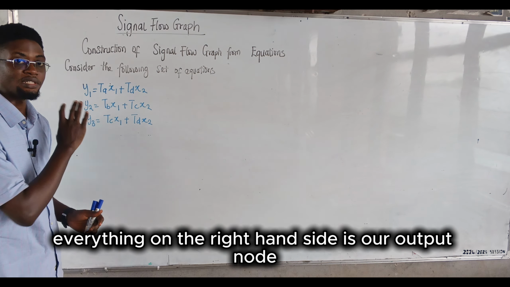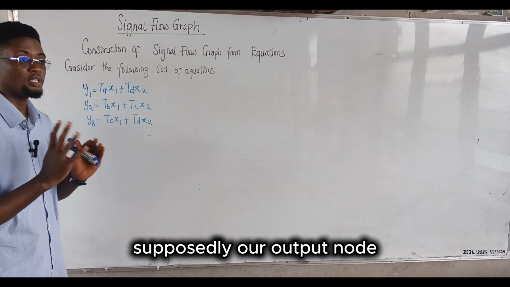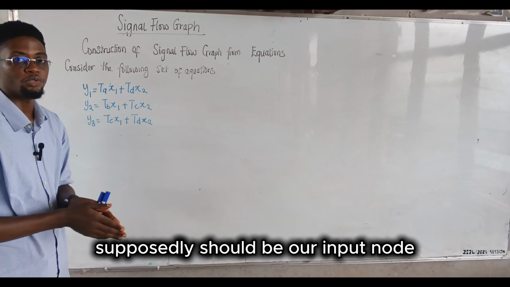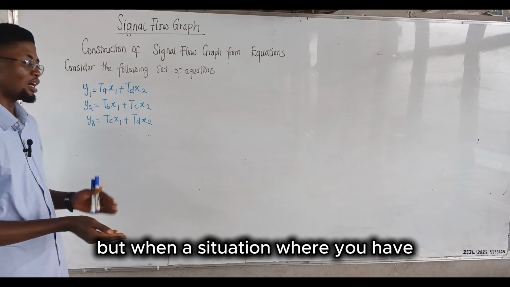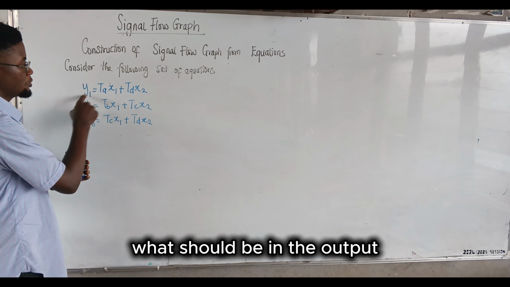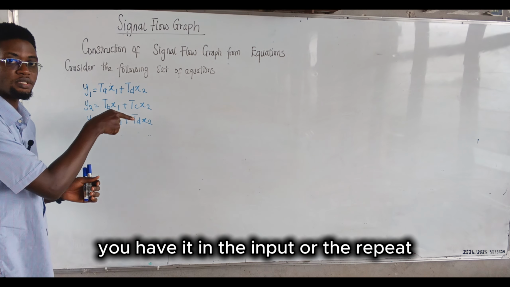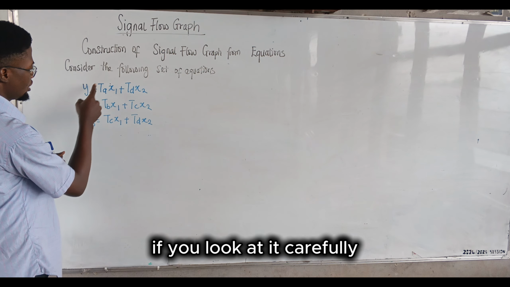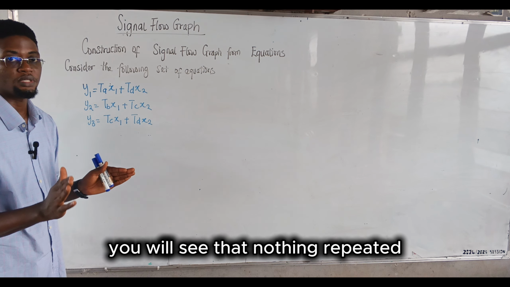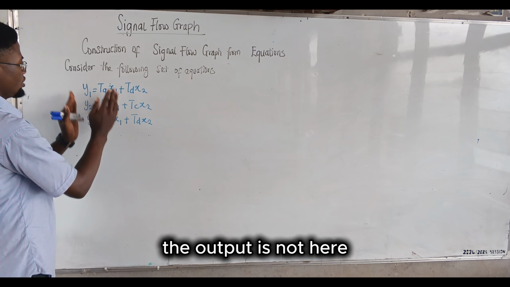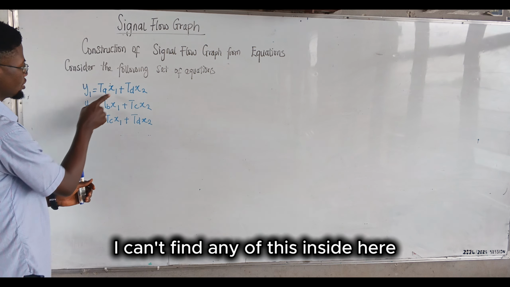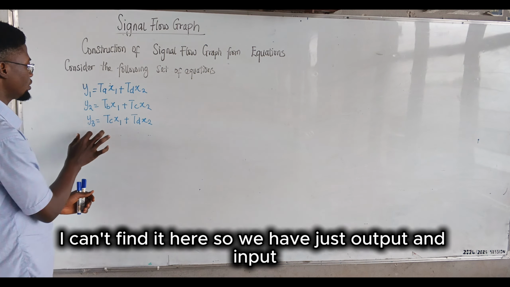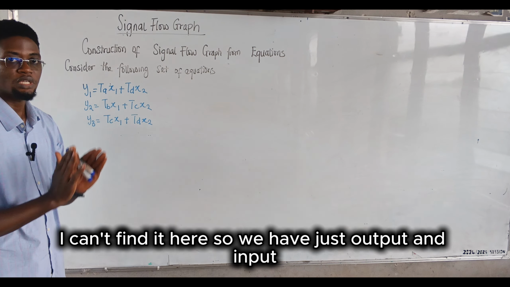Everything on the right hand side is supposedly our output node. Everything inside there supposedly should be our input node. But when a situation occurs where what should be in the output also appears in the input, or repeats, then you call it a mix node. In this case, if you look at it carefully, you will see that nothing repeated. The output is not here. I can't find any of these inside here. So if there is no mix node, same thing with the input, I can't find it here. So we have the output and input node.